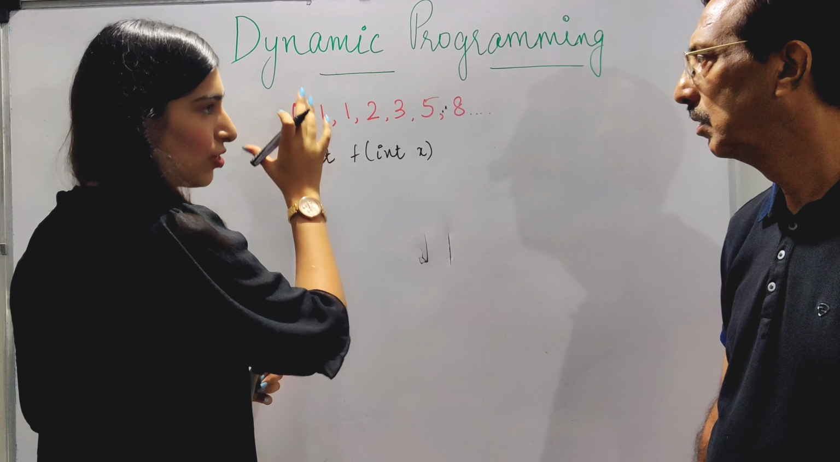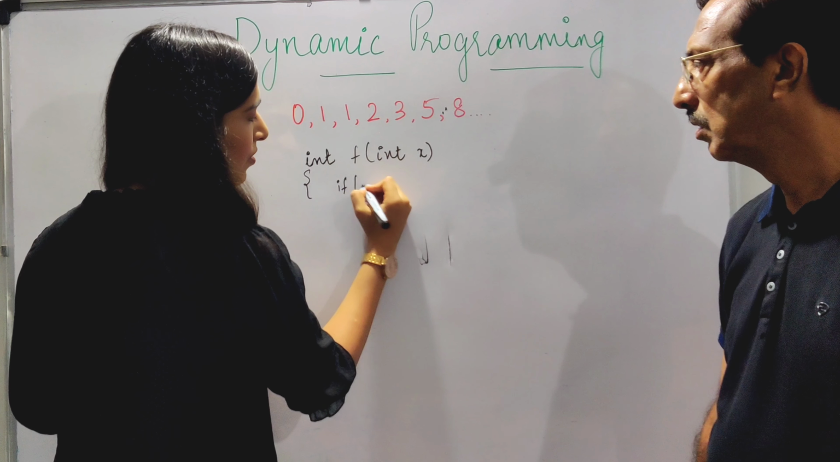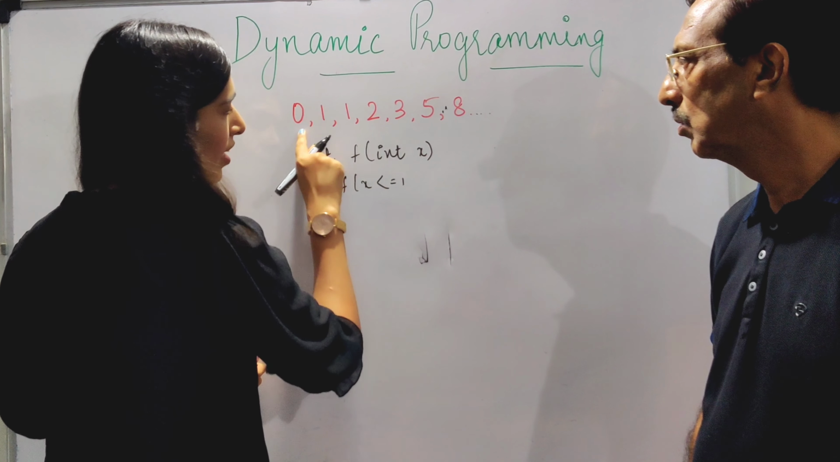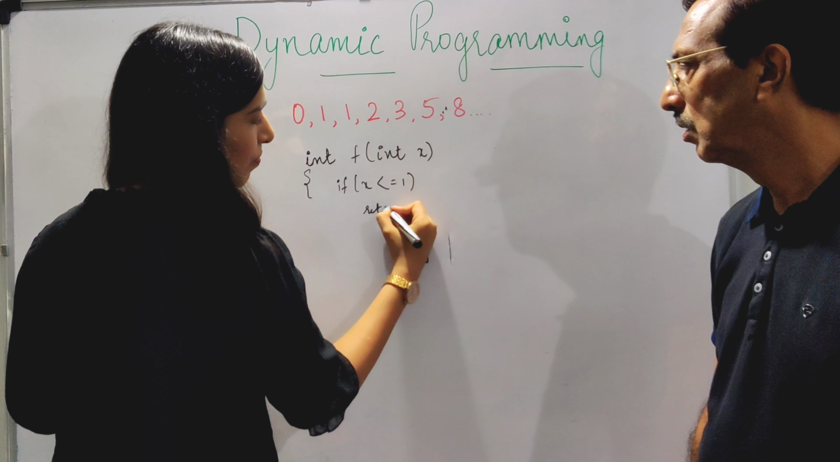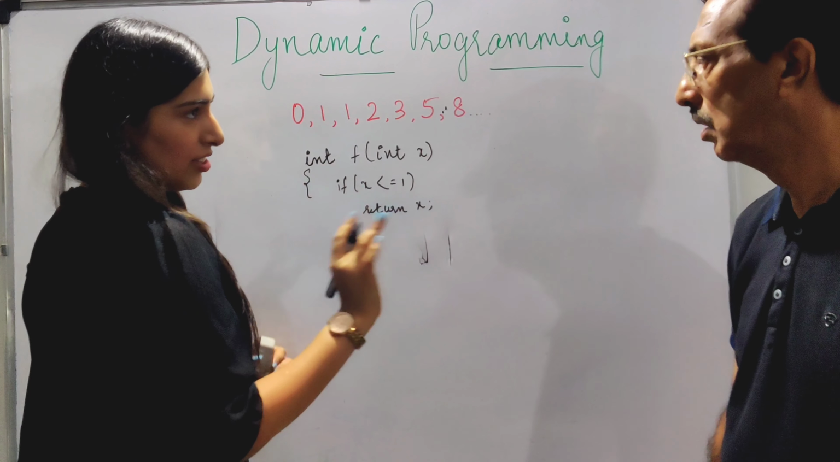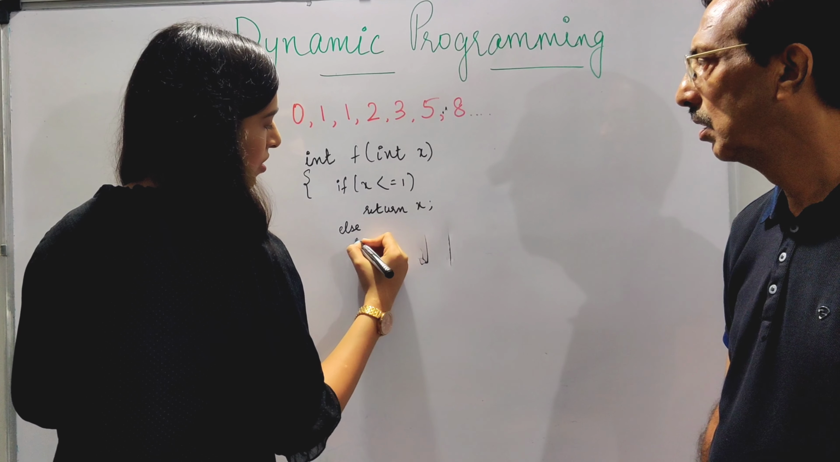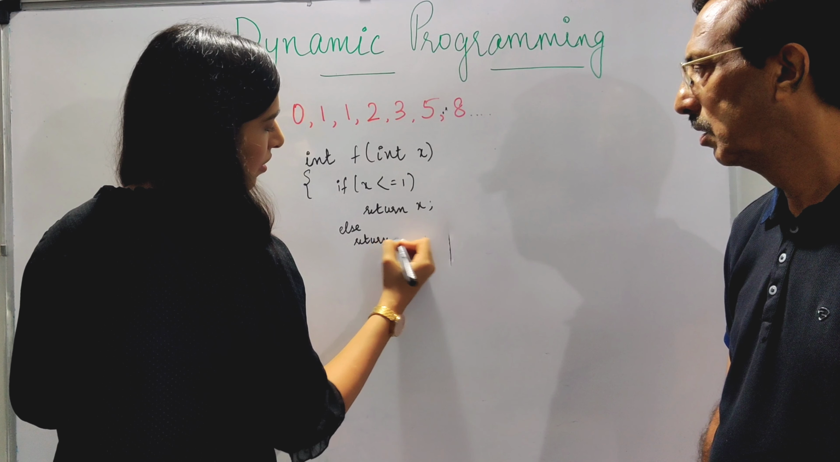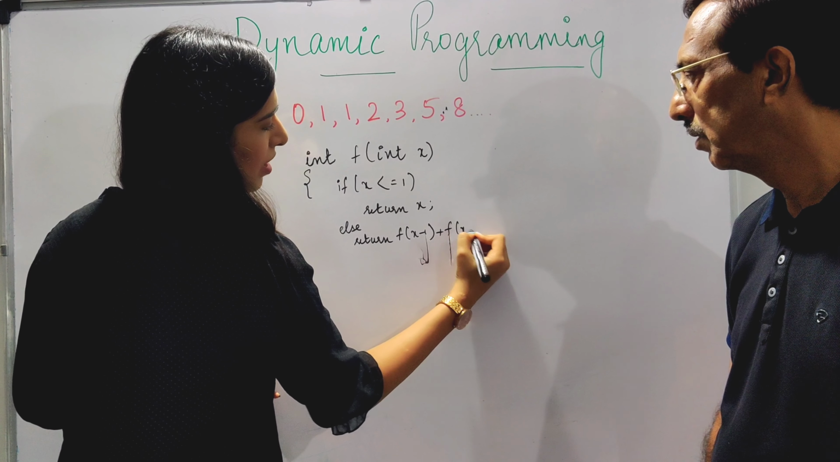As we saw, we have to write the base conditions. So what are the base conditions? If x is less than or equal to 1, for these two values we have to return x itself, because f of 0 is 0, f of 1 is 1. Make sense? But for all the other values, we have to return f of x minus 1 plus f of x minus 2.